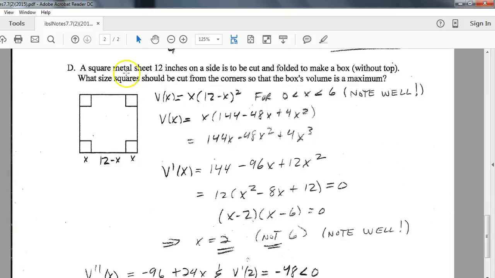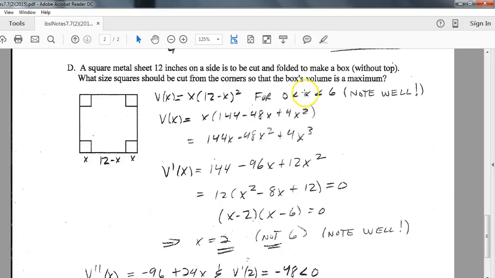Last one. For this one right here, they're talking about a square metal sheet. So it's a square, and all the sides are the same. This one's a little hard to picture. Picture this as just a flat square. If I cut these corners out, so I'm going to cut out an x by x corner here, here, here, and here, and then fold up the remaining pieces, I'm going to fold this up, this up, and this up to create a box. That's the image you have to see for this one.